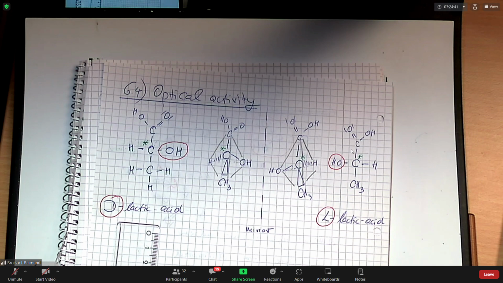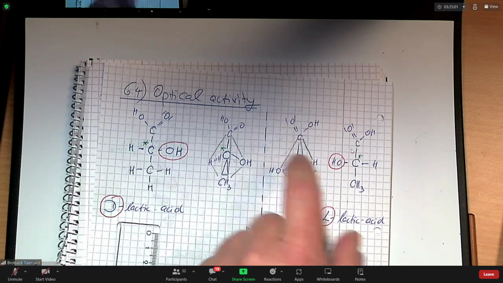I think I already talked about it in chemistry, mostly, this is not a big problem. The chemical behavior of those molecules is the same. But in biology, it's not the same. In biology, enzymes can distinguish between the L and the D type.